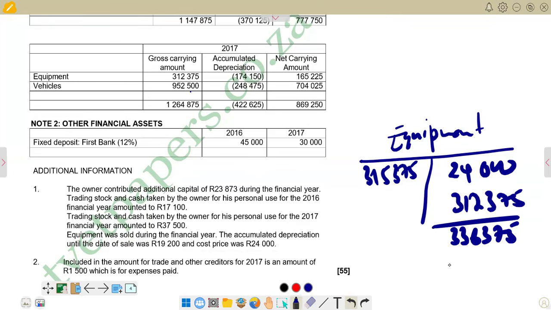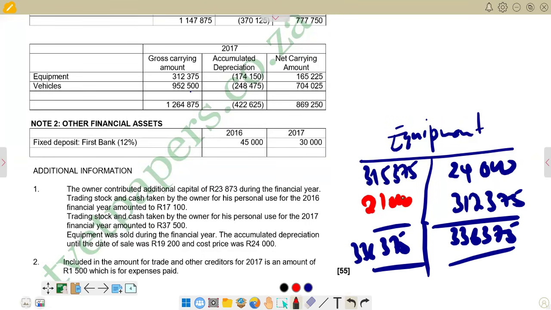So it means this is going to come on both sides. Then we say 336,375 minus the one that we have there, which is 315,375. We subtract, and you get the difference there. Let's see what we get. You are going to get 21,000. So it means there was an addition of 21,000. So this is the figure that we are going to put in the cash settlement as an addition of equipment.